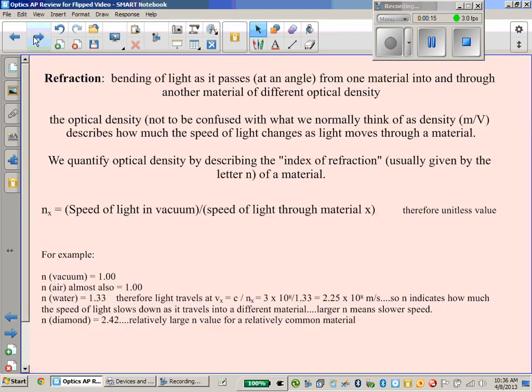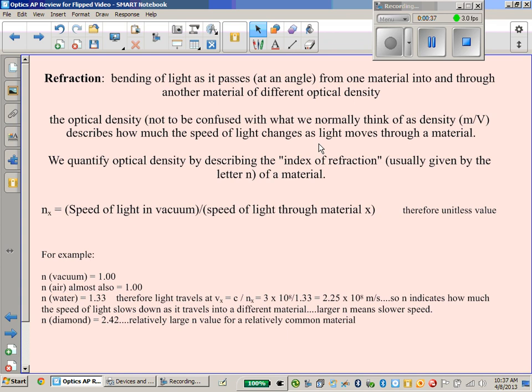Refraction is the bending of light as it passes at an angle, can't be coming straight in, as it passes from one material into another of different optical density. A couple of notes. One is, be careful about optical density. It's got nothing to do with the physical density that we study normally, the mass per unit volume. Optical density really describes how the speed of light changes as it moves into the new material.